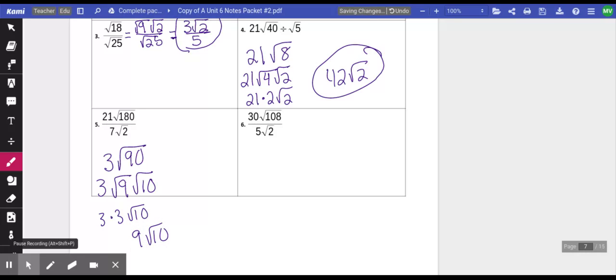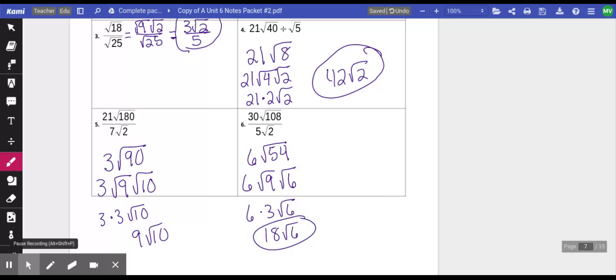Number 6, 30 divided by 6 is 6. 108 divided by 2 is 54, so it's 6 square root of 54. Need to look at 54. Does 54 have any perfect square factors? So 54 has a perfect square factor of 9, so that's 6 radical 9, radical 6. Square root of 9 is 3, so it's 6 times 3, radical 6. 6 times 3 is 18, so it's 18 radical 6.